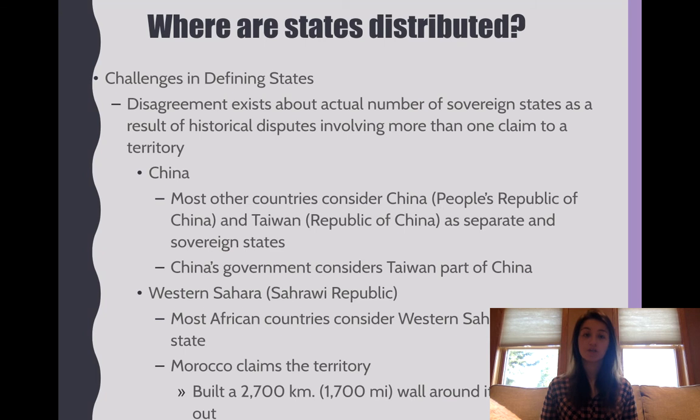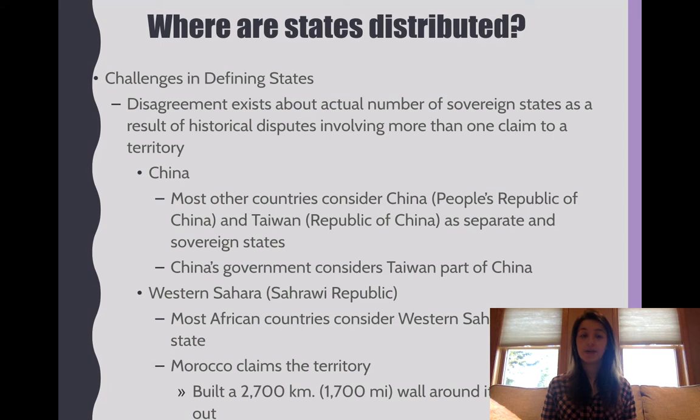Most countries consider China and Taiwan as separate sovereign states, but China considers Taiwan part of China. So that's one border dispute right there. If most countries are considering China and Taiwan as separate sovereign states, you have two sovereign states there. But China only considers Taiwan part of China. So from China's perspective, that is one sovereign state.